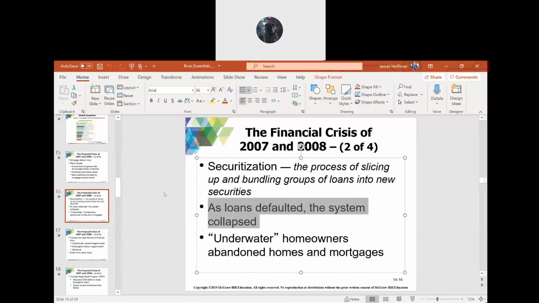Loans defaulted, people stopped paying their home loans, and that was a big problem because people saw that the value of their home was worth less. They hadn't even paid off enough to try to keep the home. And so the best thing to do for a lot of people was just to walk away, because the money they owed wasn't worth trying to keep the home.